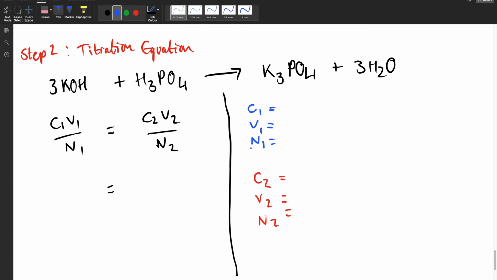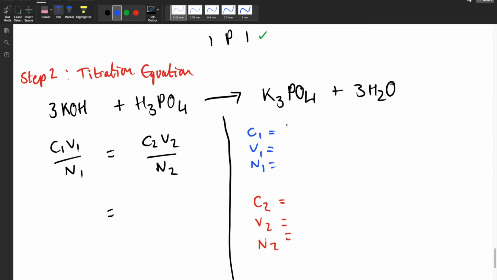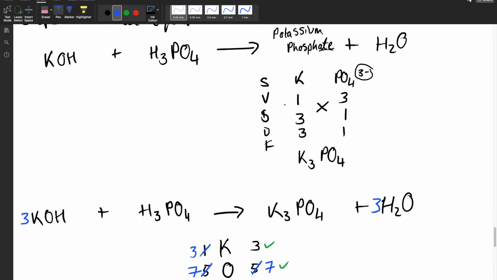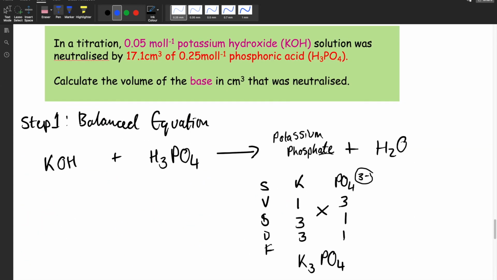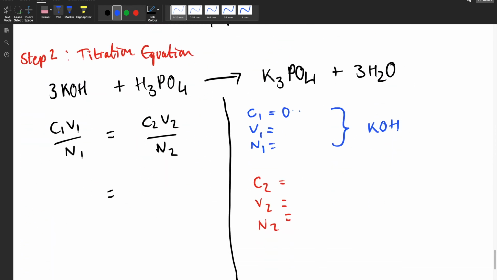So we are going to write down all the values that we know from the question. Let's see what it tells us about our potassium hydroxide. So our blue is talking about KOH. What do we know about that? We know the concentration is 0.05, and that's all it's given us. So 0.05. We know also our N from here is 3 this time. We've not had a 3 yet, but it's asking us for the volume in the question because we don't know that.